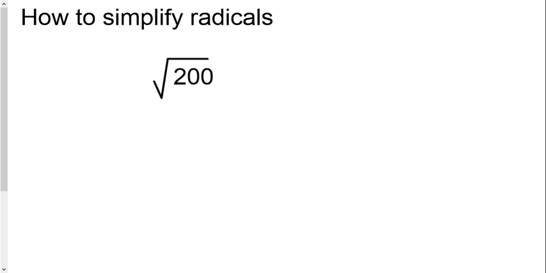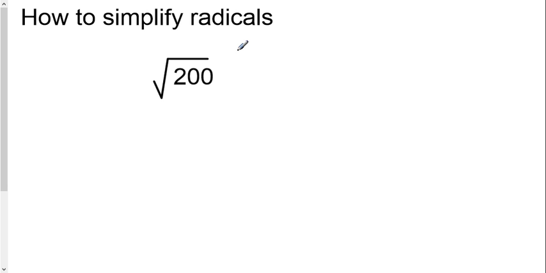How do we simplify radicals? When it's not a perfect square root, and we don't have time to estimate, we just need to simplify it. The best way that I have to show you is to try to factor the number that's underneath the radical sign. So 200, you have to ask yourself, what two numbers can I multiply together to get 200?